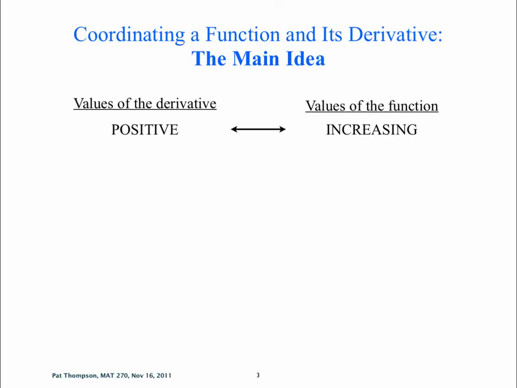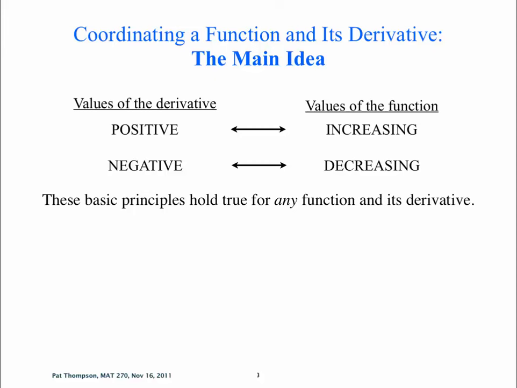If values of the derivative are positive, values of the function are increasing. And if values of the derivative are negative, values of the function are decreasing. We emphasized last time, just to remind you, that these principles hold true for any function and its derivative. So it holds true for an accumulation or amount function and its derivative, its rate of change function.